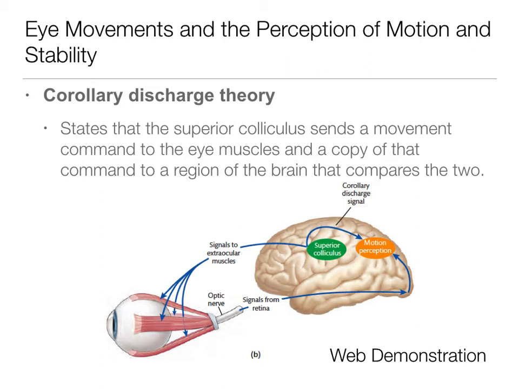So the brain knows ahead of time that the eyes are going to move. It doesn't have to wait for the information to come from the optic nerve and from the retina. It got that information ahead of time. And so it'll match those two up. Do they match? Do they not match? And that will give information about movement of objects in our visual field.